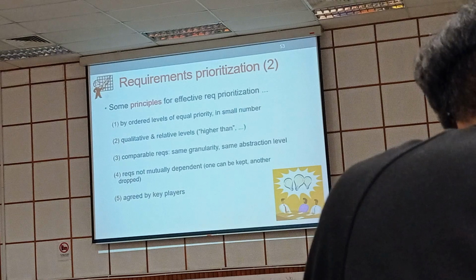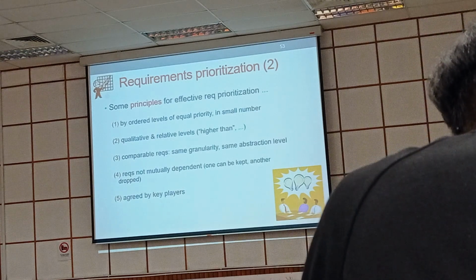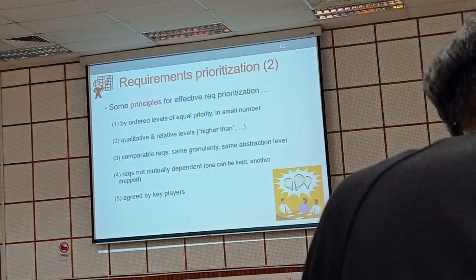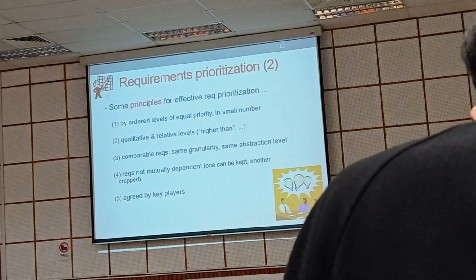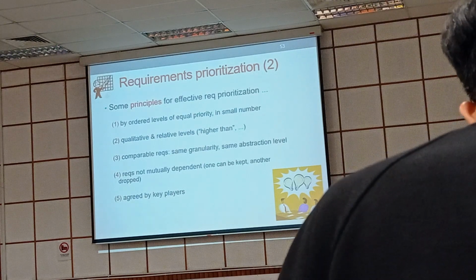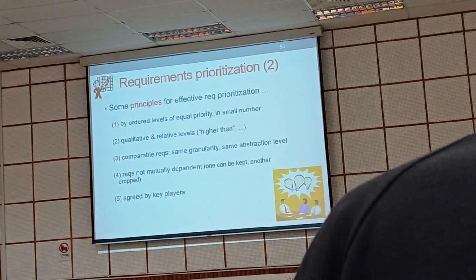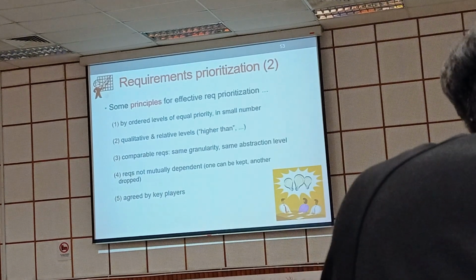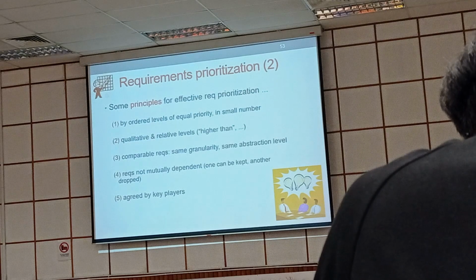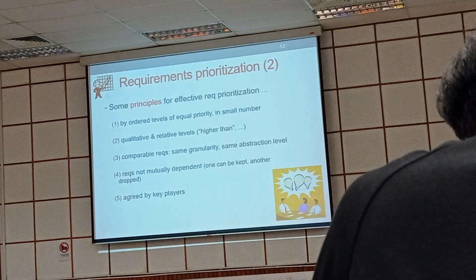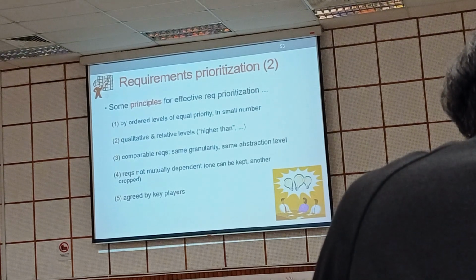Okay? So first are the principles that you can actually use for prioritization. By ordered levels of equal priority in small number, qualitative relative levels, comparable requirements, same granularity, like same purpose. Related requirements can be put under the same one. Requirements not mutually dependent on each other.